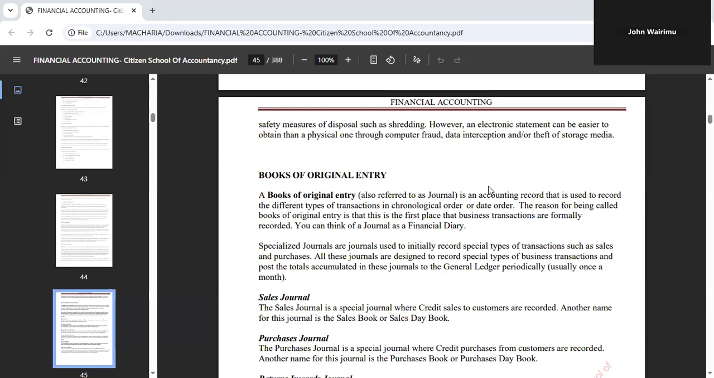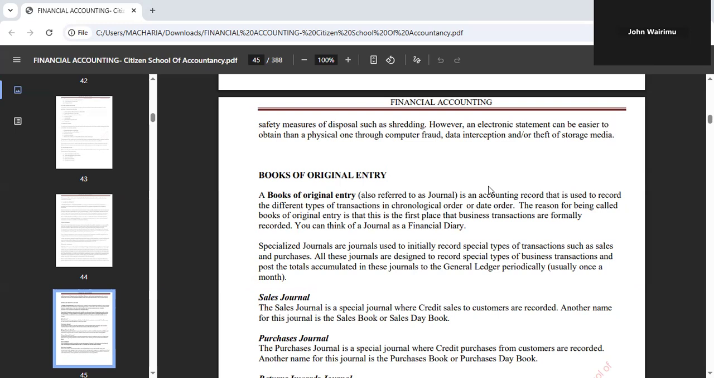Books of original entry. Books of original entry refer to where the transactions are recorded first before you post them to relevant ledgers. Like, you can have a cash book. You record a transaction in the cash book, then from the cash book, you post them to their respective accounts.